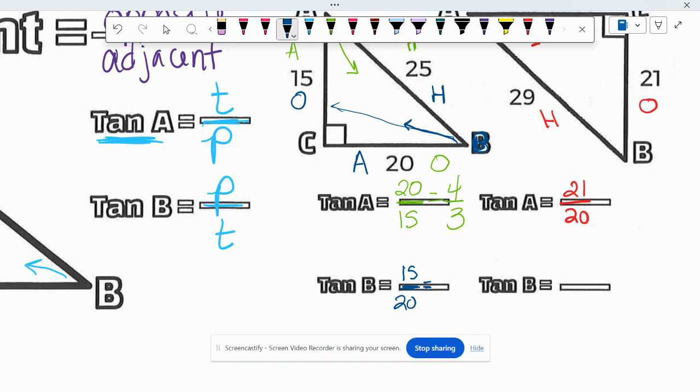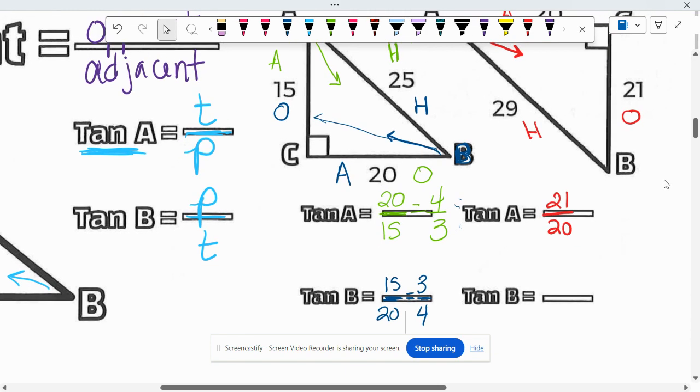Remember, we said that the tangents are reciprocals of each other. So look at the one right above it. What's the reciprocal of that? So what's the reciprocal of it? 3/4. Both can be divisible by 5. So it equals 3 over 4. Okay. Good job. Yeah. Tangent of B.